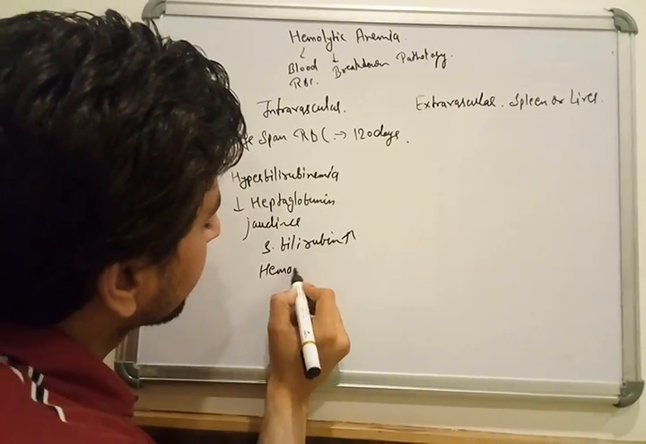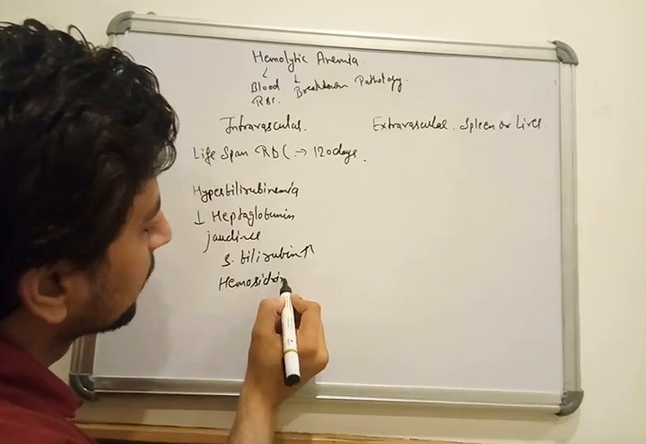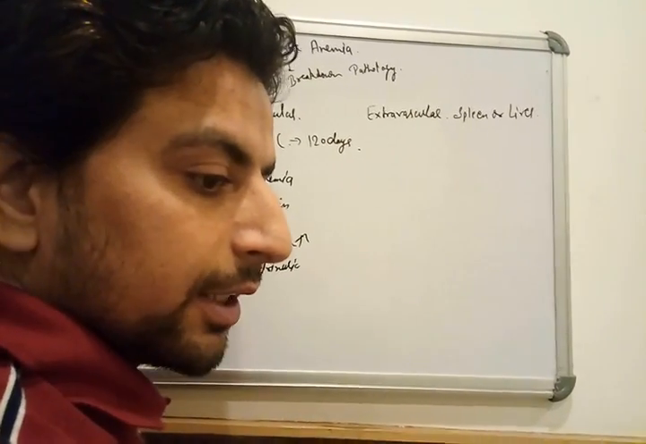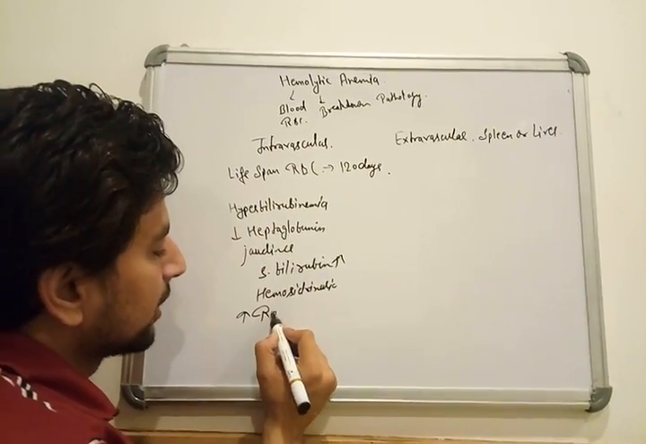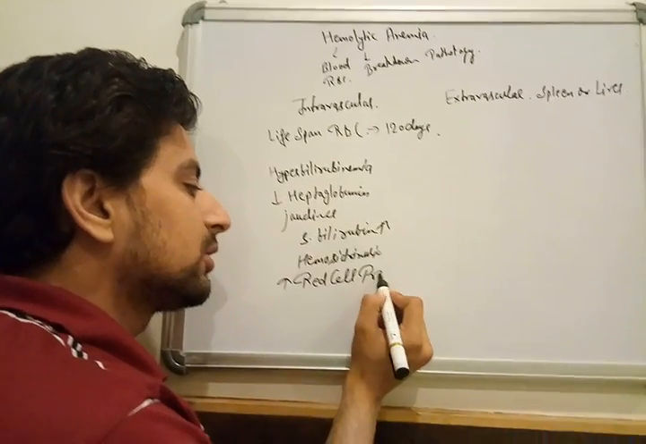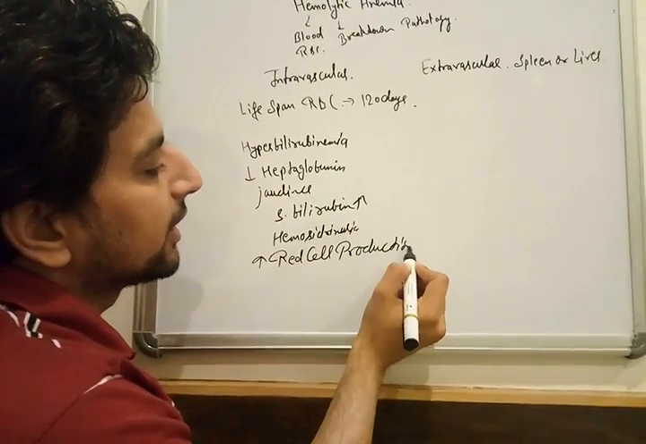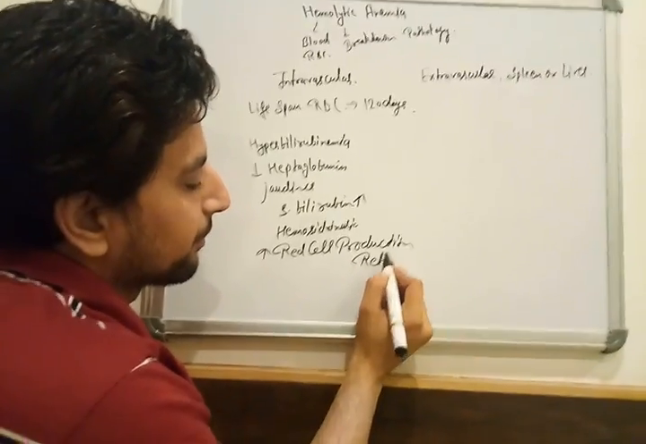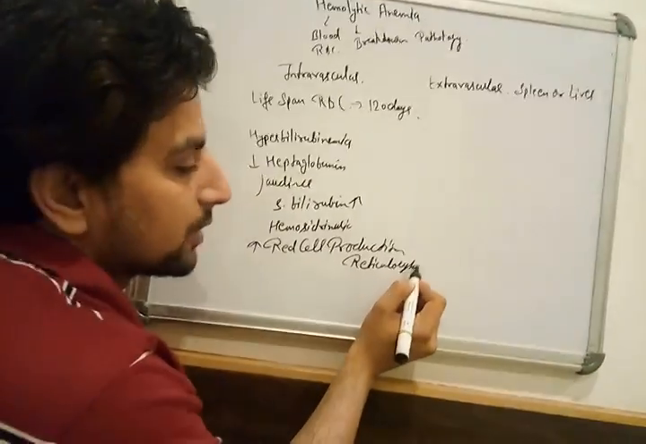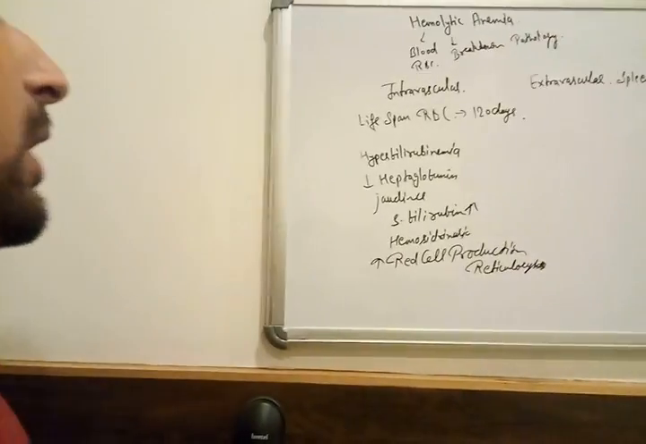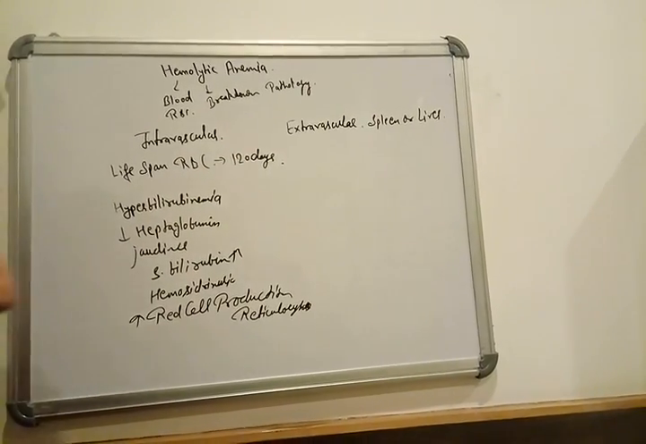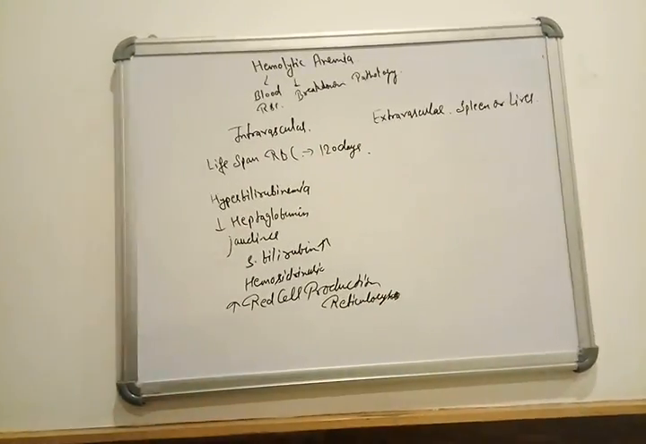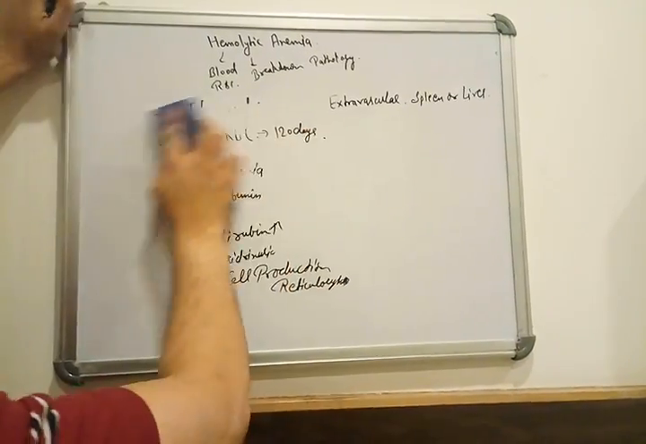Hemosiderinuria, and there is increased red cell production. So what happened here? Reticulocytosis. These are the symptoms, my dear friends. And most of these hemolytic anemias we need to treat with folate or some corticosteroids. So I hope till here it's clear. It's an introduction. Now we are going for classification, and I am going to explain in a very easy, very simple way.